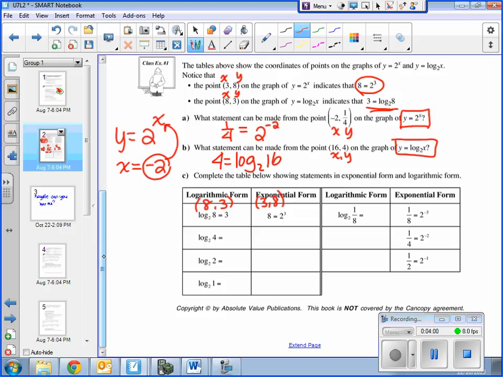You can also just look at these two. So if I give you a logarithmic form, you should be able to just know where your number is in the exponential.